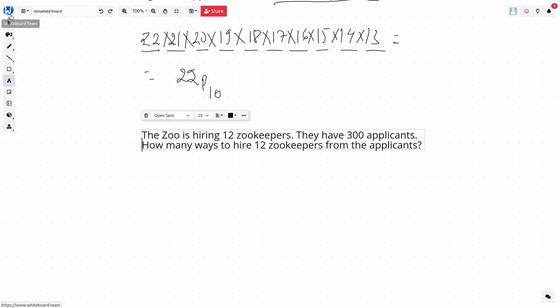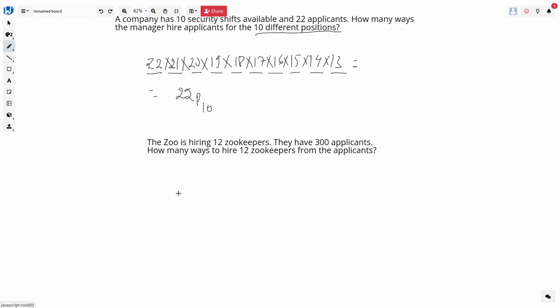So what you can do is first arrange these 300 applicants into the 12 zookeeper places. That can be done via 300P12. And then since all the 12 zookeepers can be arranged among themselves in 12 factorial ways, that is nothing but 300C12. I leave it up to you to calculate all these numbers. I'm just trying to give you an example and help you understand where to use combination and where to use permutation or arrangement.